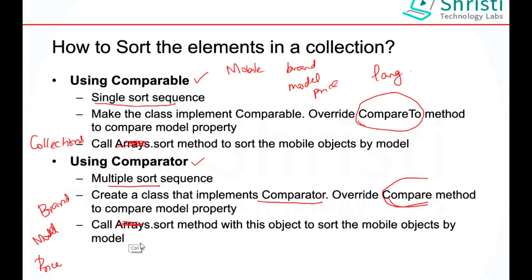Now you can call the Collections.sort method by passing the object of any of these classes. So in this case, you will be getting multiple sort sequences. This Comparator is from the java.util package. So this is how you sort the elements in a collection.